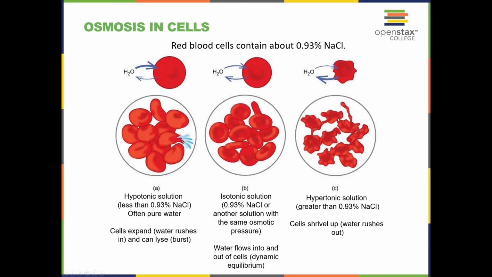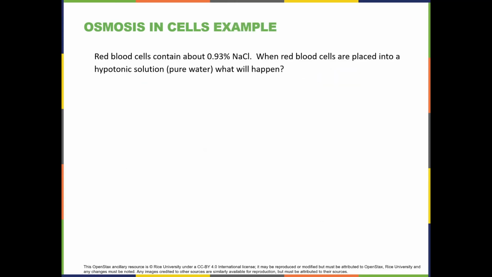You could also put these cells into a hypertonic solution, which is a solution that contains a higher concentration of salt, or a solution with a higher osmotic pressure. When you do that, the water is actually going to flow out of the cell, and the cells will shrivel up as the water flows out. So osmosis is very important, not only to chemists, but also to biologists, okay? So let's look at an example here.